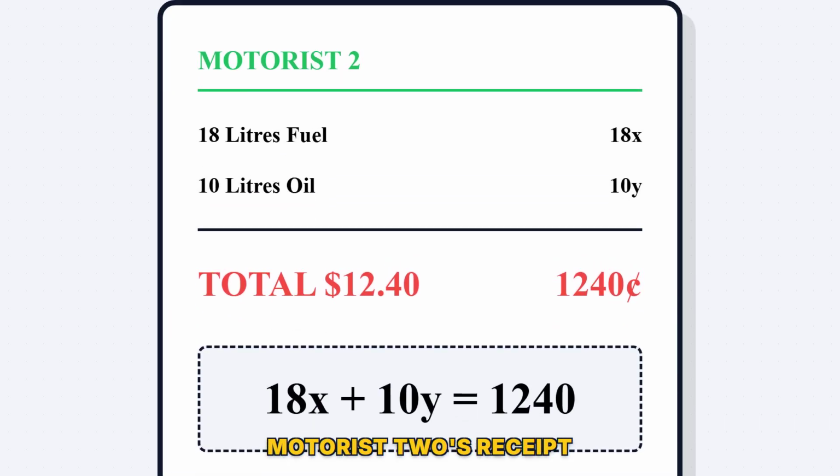Let's look at the second motorist's receipt. They bought 18 liters of fuel and 10 liters of oil for $12.40, which translates to 1,240 cents. Our second statement is 18x plus 10y equals 1240.